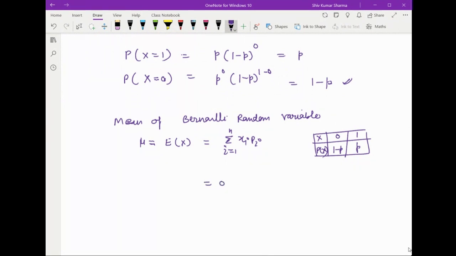When we open the summation, the values of x are denoted as x1, x2, and the probabilities as p1, p2. So you can write this as x1 p1 plus x2 p2. Here x1 is 0 and p1 is 1 minus p, and x2 is 1 and p2 is p. So this gives us p. That means the mean of a Bernoulli random variable is p.